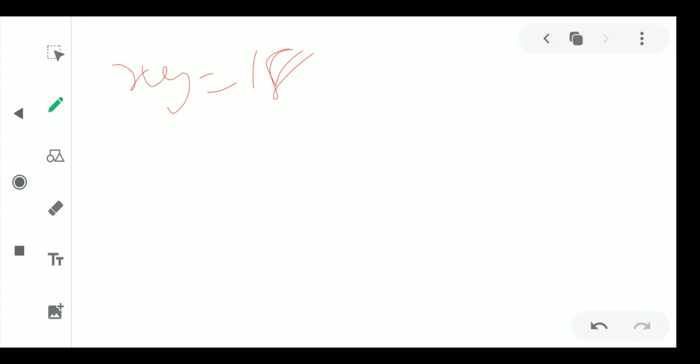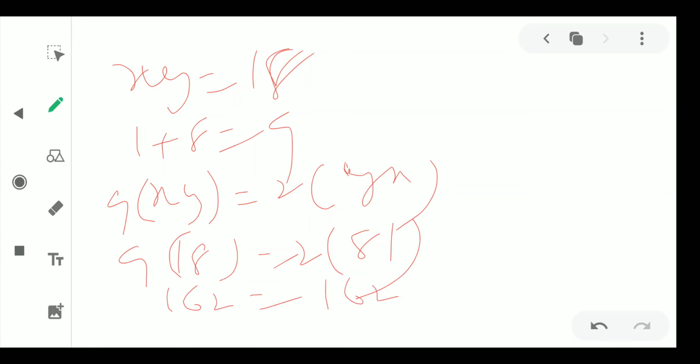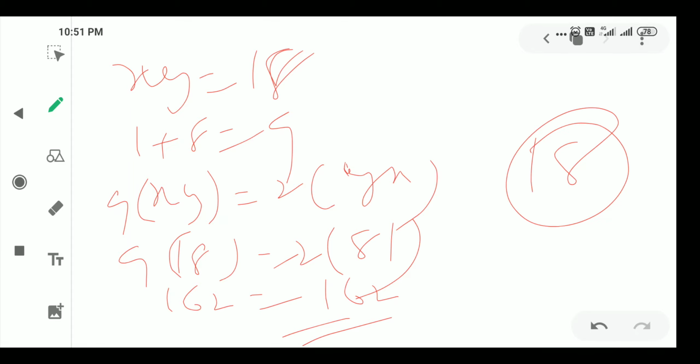Now we can cross check the condition. What it says is that the sum of the digits is 1 plus 8, which is 9. When xy is reversed, 9 times xy is equal to 2 times yx. Let us see this one. Very simple. 9 into 18 is equal to 2 into 81. What is 9 into 18? 162. 2 into 81 is 162. Satisfied. Therefore, the required number is 18. Okay. We will stop here.